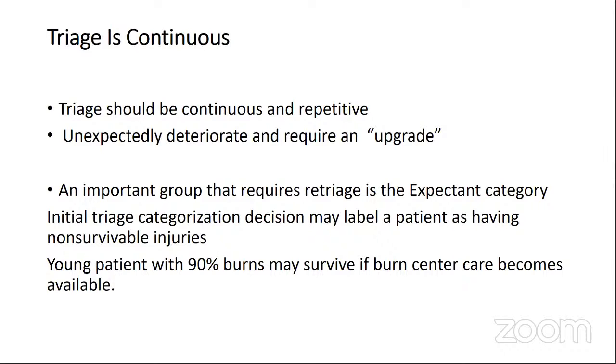Once we are almost done with the red priority patients and we have almost stabilized them, we can check whether anything can be done for the expectant patients. An example of an expectant patient is a young patient with 90% burns, who usually will not survive. If they are getting accurate or top management from the appropriate hospital or burn center setting, they may survive. So that is the expectant category that needs retriaging.